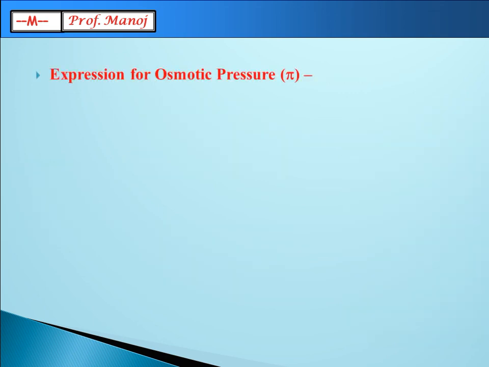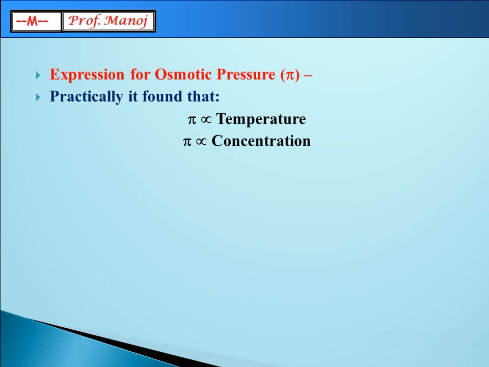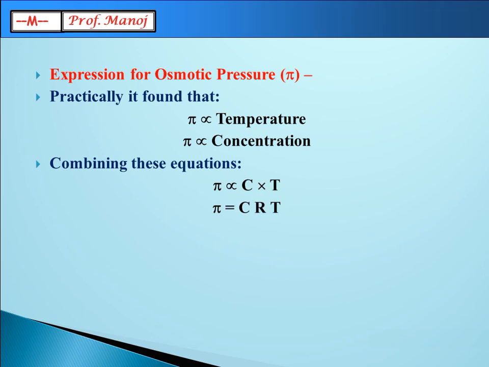Finally, let us go for mathematical expressions for osmotic pressure. Practically, it is found by different scientists that osmotic pressure is proportional to temperature. Osmotic pressure is even proportional to concentration. Combining these two, we can see pi is proportional to concentration into temperature. Introducing a proportionality constant, we can see pi is equal to C R T, where R is called gas constant.